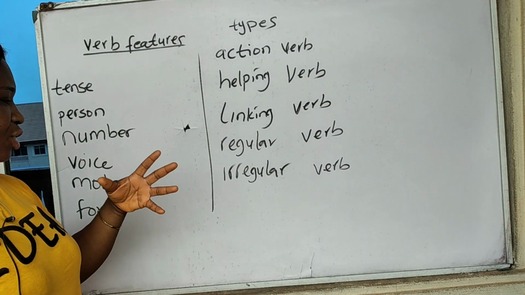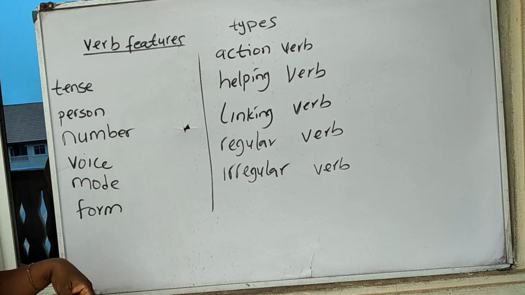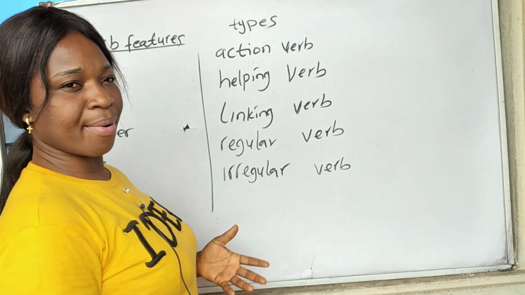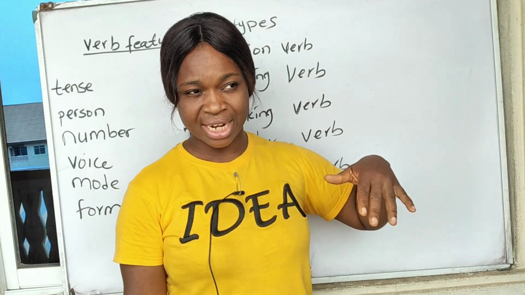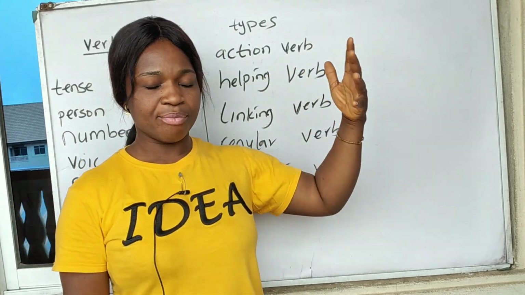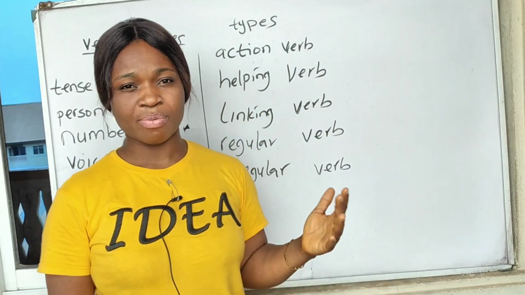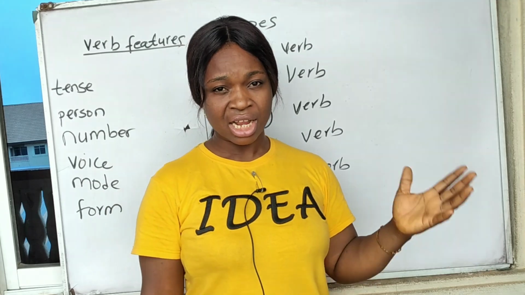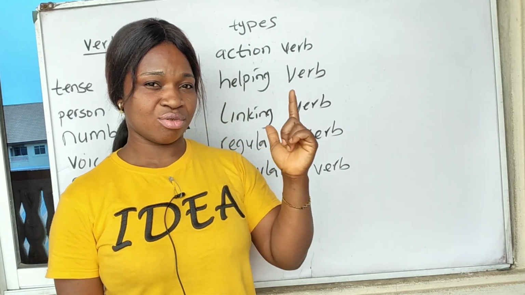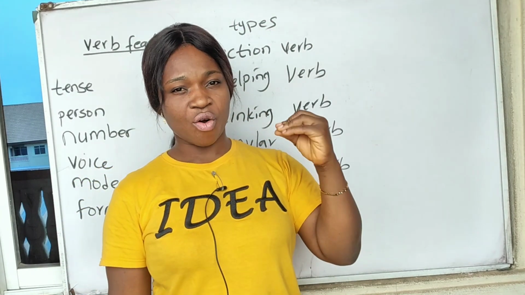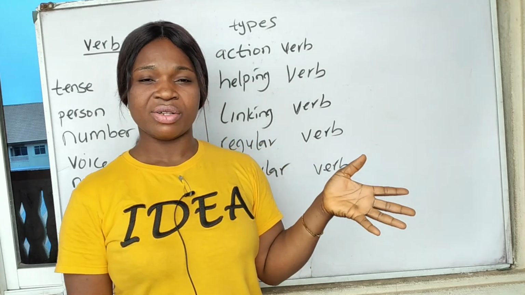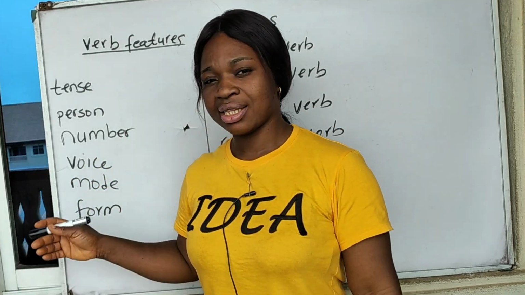The next one is the mood, and we equally have the form. When we talk about form, we have done that before now, transforming from being a noun to being a verb. There are some suffixes or prefixes we add to transform a word from being a noun to becoming a verb. We either remove or we add, depending on the word. So that is what this entails.